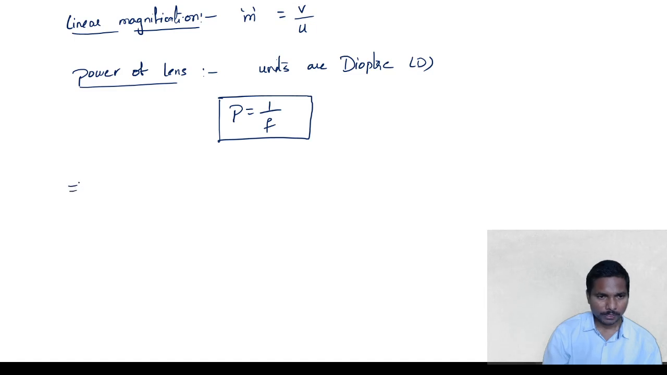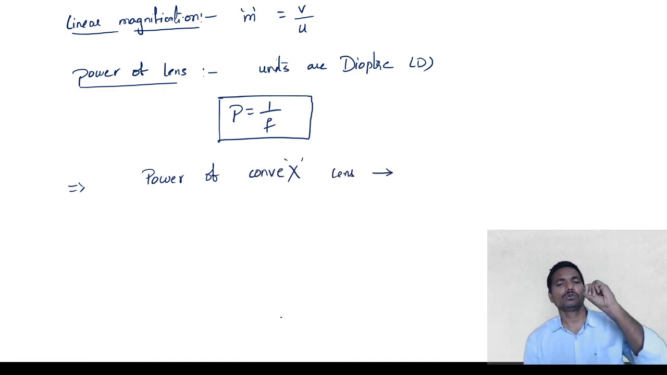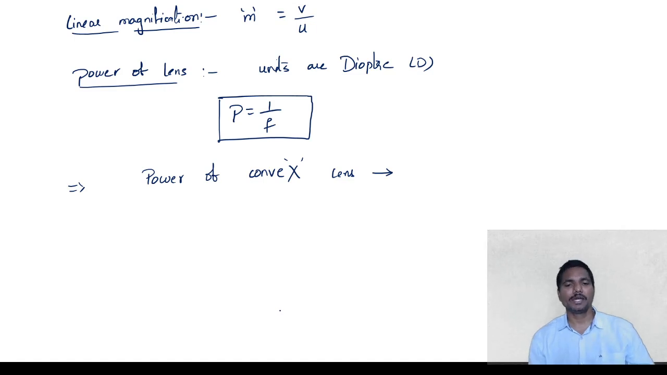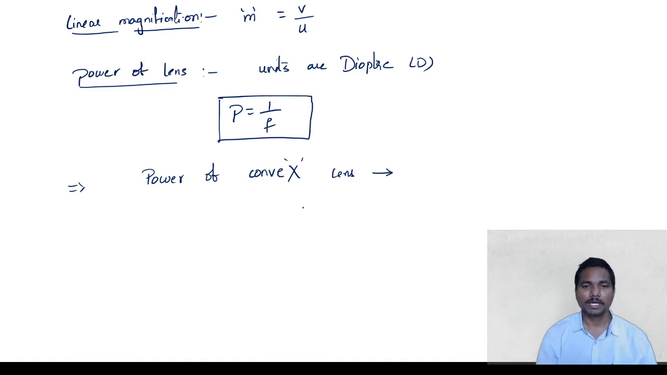And here one important question is there. Is the power of convex lens and concave lens positive or negative? So many students will have the confusion. I want to give a small trick. Due to the convex lens, we are getting bigger images. So bigger image means positive.